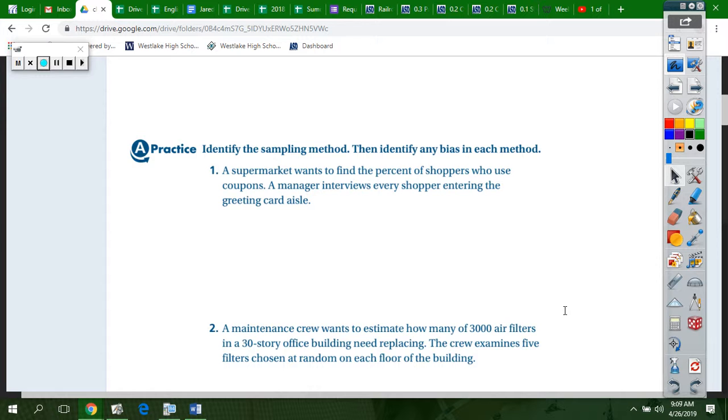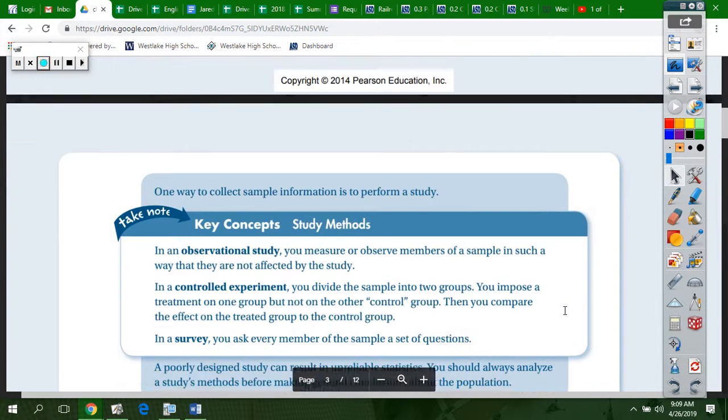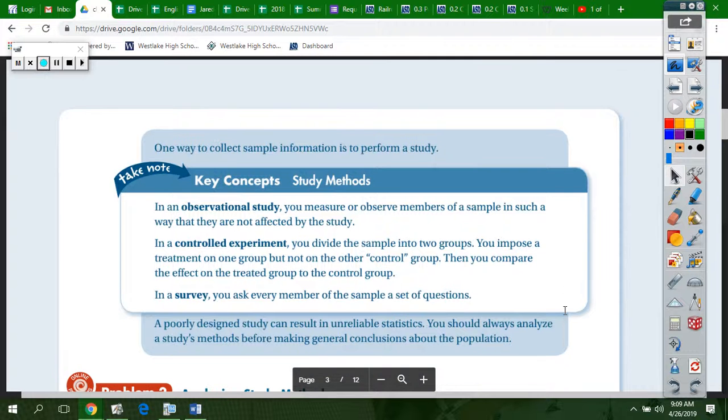Everybody kind of get what we're doing here? Does that have bias, you think? Well, I think that's pretty straight up good. I think that's a pretty good idea. Okay, any questions? Okay, the next thing we're going to talk about is different types of studies.